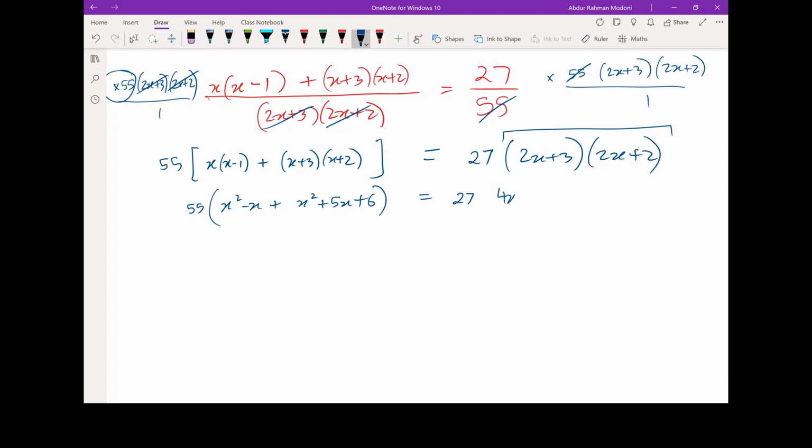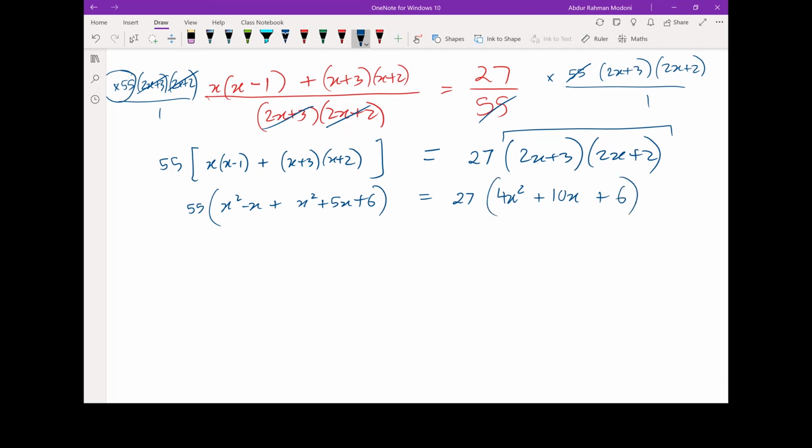So we'd end up with 4x squared plus 4x plus 5x plus 9x. Yeah, 2x times 2 is 4x, and 3 times 2x is 6x, sorry. So 6x plus 4x is 10x. Yeah. We made a mistake there. So 10x plus 3 times 2, which is 6.